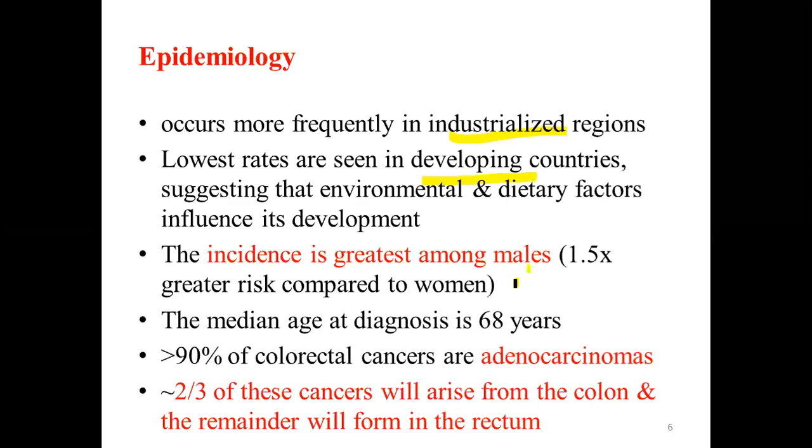Then the incidence is greatest among men. I don't know why. It is 1.5 times greater as compared to women. And the median age of diagnosis is usually 68 years. By the way, it is very unlikely to make a diagnosis below the age of 40, so most of our patients are older. Greater than 90% of colorectal cancers are adenocarcinoma. Yes, that means it originated from the glandular cell. Then 2/3 of these cancers will arise from the colon, and the remainder will be from the rectum.